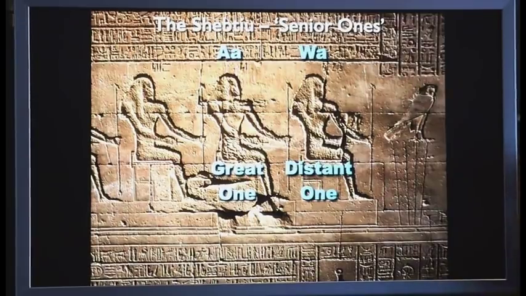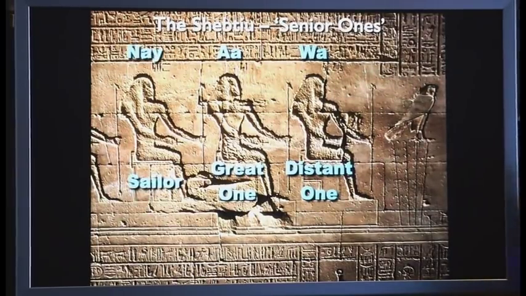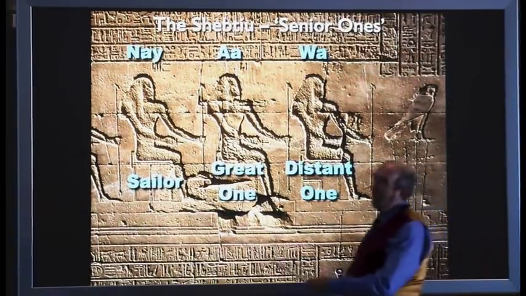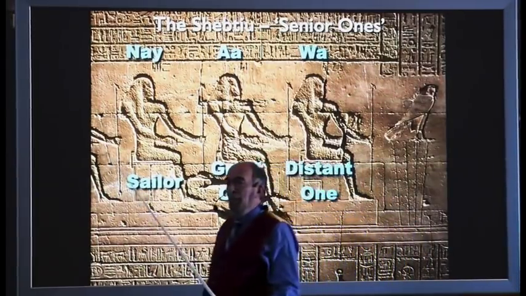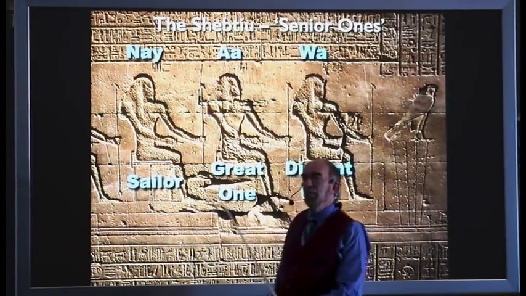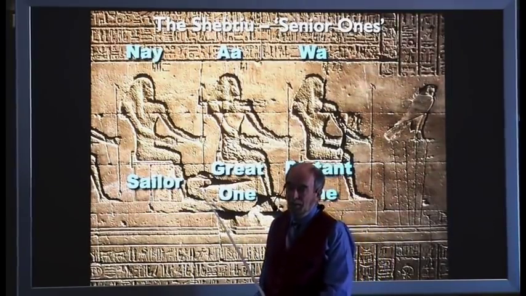And the most interesting one of all is the third one, because his name is Nai, and Nai means the sailor. So, Dominic, the third most important god in prehistory is a sailor or a navigator.